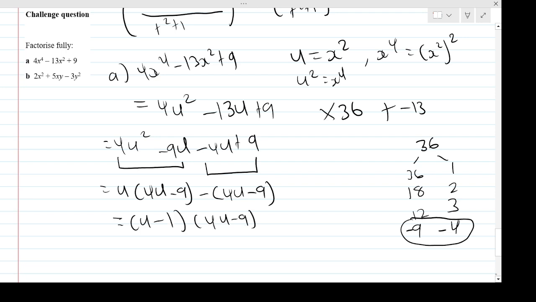However, the last step is actually, this is u, not x. So to get back to x, because we want to factorize for x, not u, we just bring it back in. So then we say x squared minus 1 for u, and then 4x squared minus 9. Okay, but actually, we can do more with this, can't we?